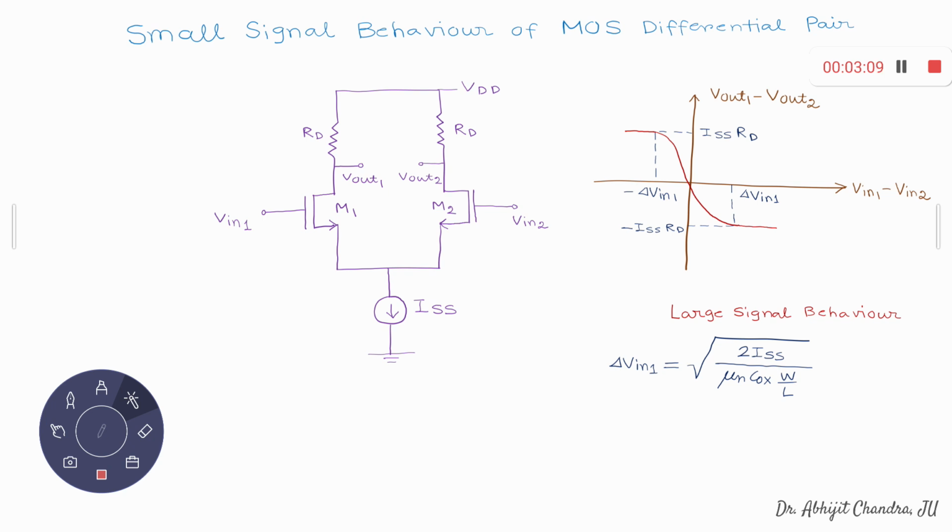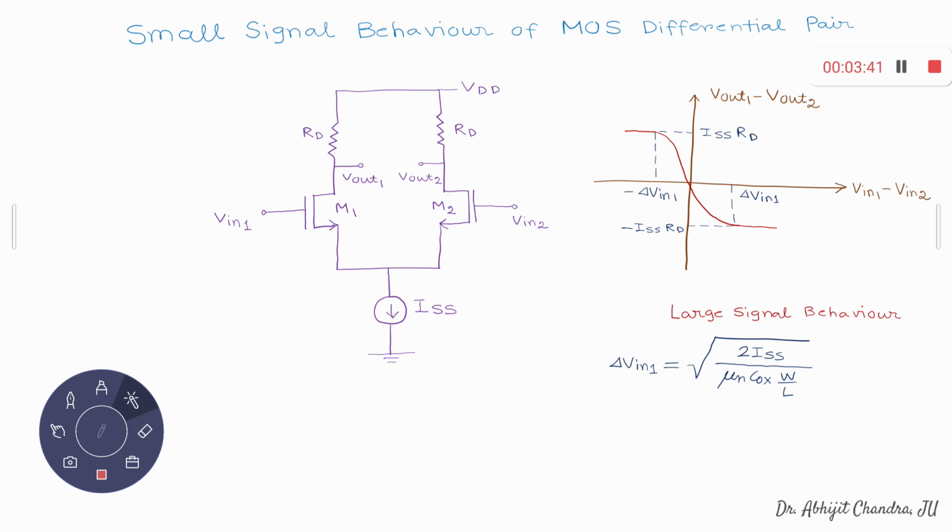So what happens if delta V in is greater than delta V in 1? Then no longer will both of these two transistors be in saturation. For the operation of M1 and M2 as an amplifier, we want both of these transistors to be in saturation. That condition gets violated when delta V in is greater than delta V in 1. Therefore delta V in 1 is the maximum value of the differential voltage that you can have.